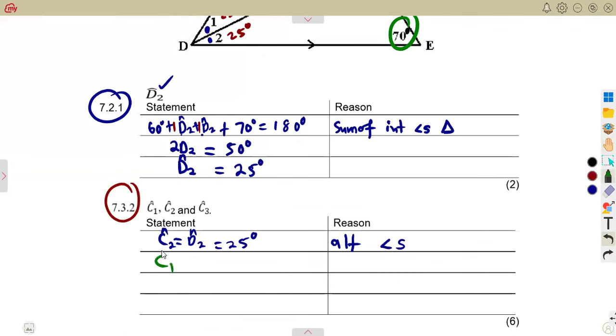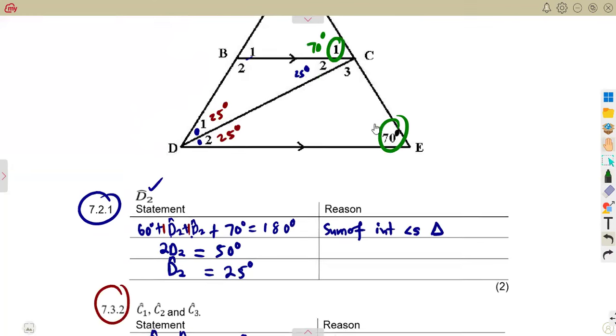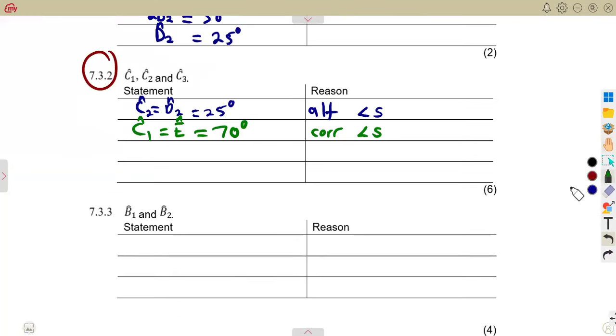So C1 is equal to angle E, which is equal to 70 degrees. So these are corresponding angles. I'm just going to write in short like this, corresponding angles. So meaning to say there is a 70 degrees at angle C. All right, let's see another question.